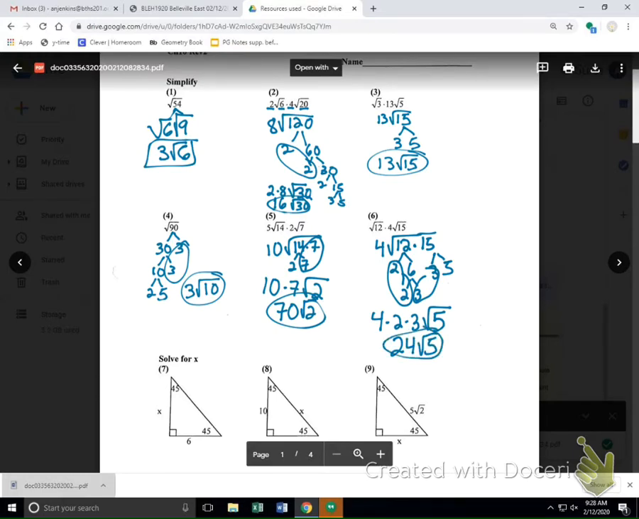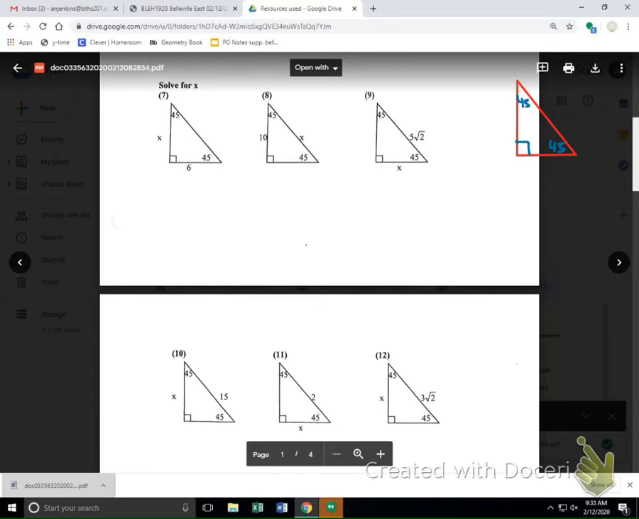Nice job, guys. 45-45-90 triangle. Is it a hypotenuse? There's something about the hypotenuse. You're correct. But what is it? The legs are the same. And what about the hypotenuse? A root 2. So in this one, your leg is A, and the hypotenuse is A root 2.